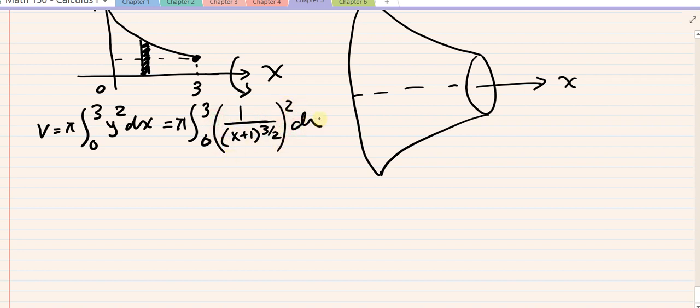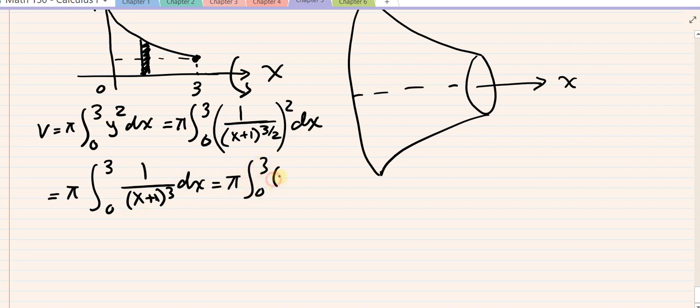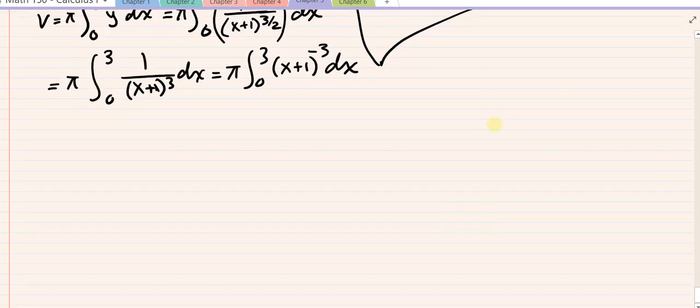squared times dx. Now when we square the function, we're just going to get x plus 1 cubed, right? So it's going to be 1 over x plus 1 cubed dx, and then invert, we get pi, 0 to 3 of x plus 1 to negative 3 dx. Okay, and this would be pi.